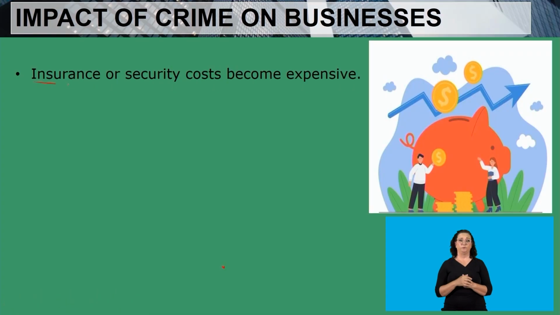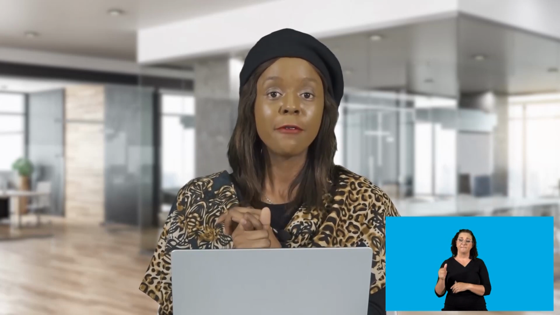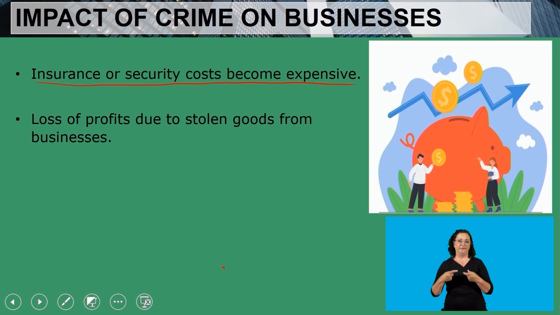Now we look at the impact of crime on businesses. Insurance or security costs become expensive because of crime, because people come in and rob inside our business. Now the business has to do what? They have to make sure that they insure the business. The insurance is going to cost a lot of money if there are constantly robberies happening in the business. The premiums are going to be expensive for the business. Then the security cost, whereby the business will install CCTV, whereby they are able to capture the robbers, or try to beef up security in the business. It's also another expense for the business.